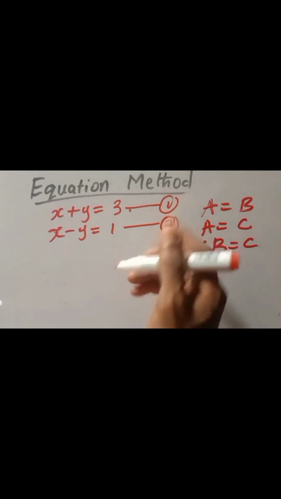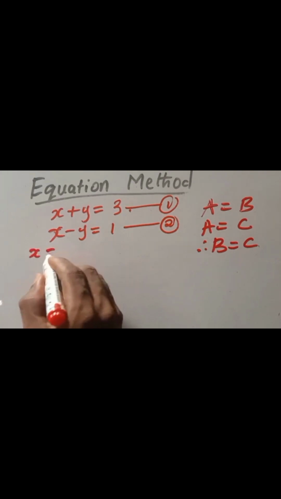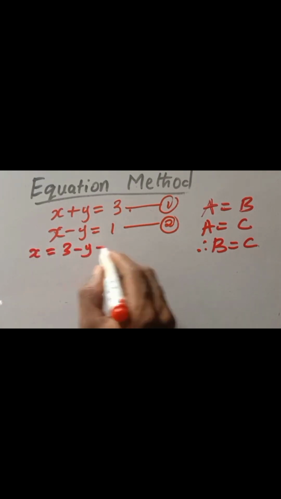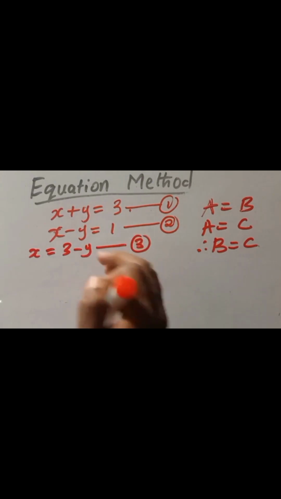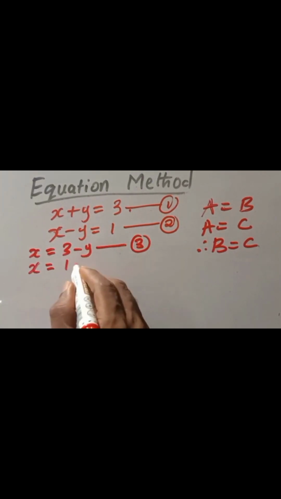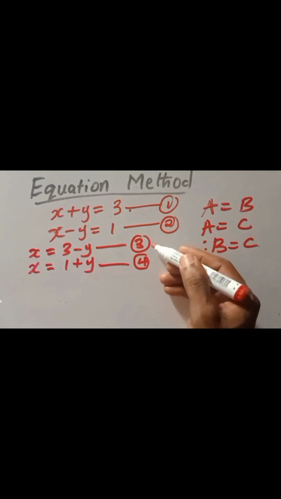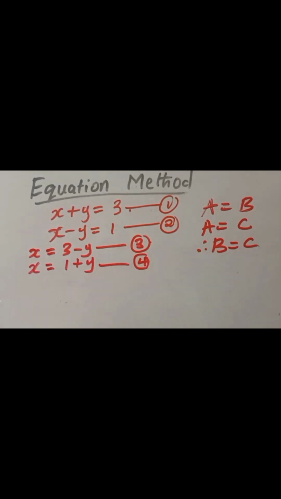From equation 1, we'll make X subject to the formula. So we'll have X equals 3 minus Y. That gives you equation 3. Then from equation 2, we have X equal to 1 plus Y. That will give you equation 4. Now we equate equation 3 and equation 4. So this gives us 1 plus Y equals 3 minus Y.